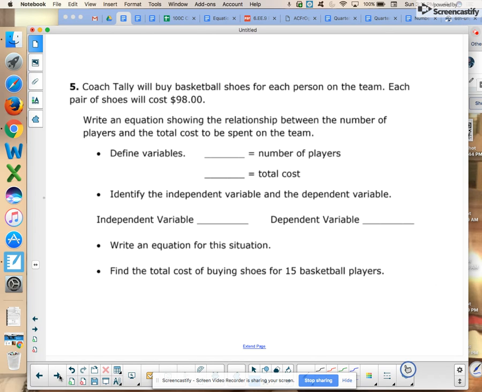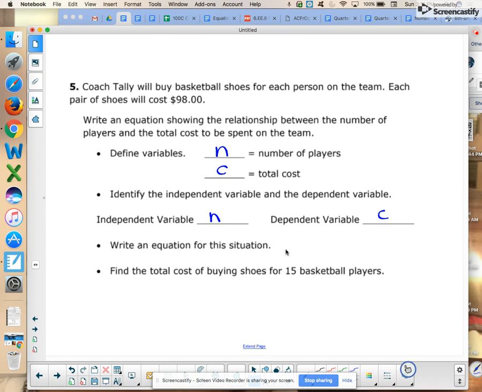All right. Write an equation showing the relationship between the number of players and the total cost to be spent on the team. The first thing we do is we define our variables. What letter do we want to use for this? Let's go with N to represent the number of players. And let's go with C to represent the total cost. Okay, which one is independent and which one is dependent? The independent variable is N. The dependent variable is the total cost, because the total cost will depend on how many players play.